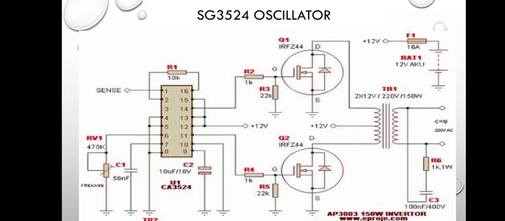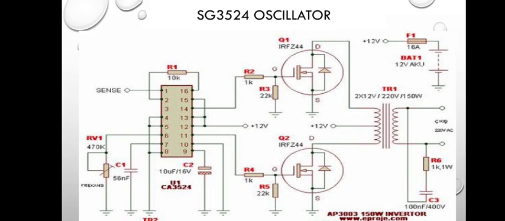So here is a typical oscillator circuit of SG3524. I'm going to explain all the selected pins here and their functions. Now pin 1, as you can see, sense there. The sense is for feedback, for voltage correction.